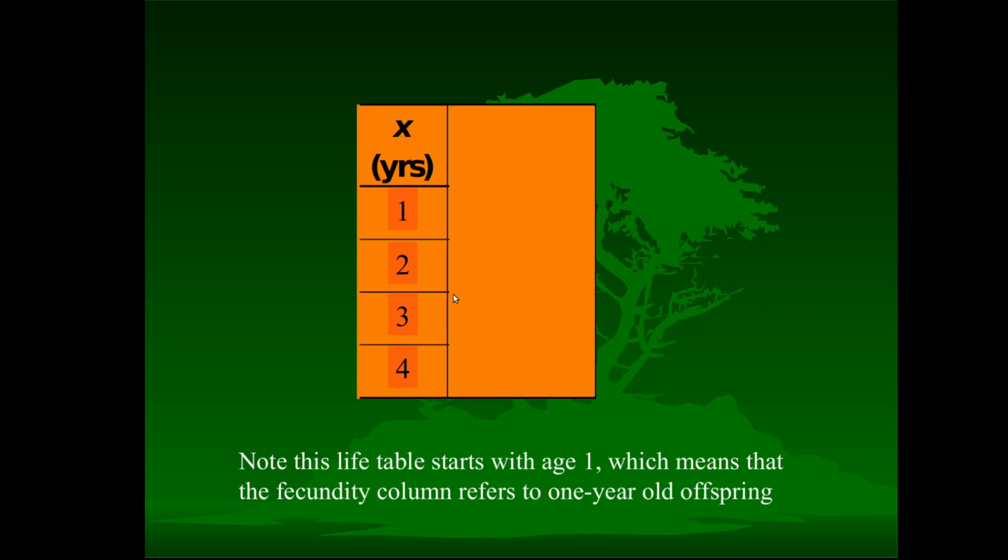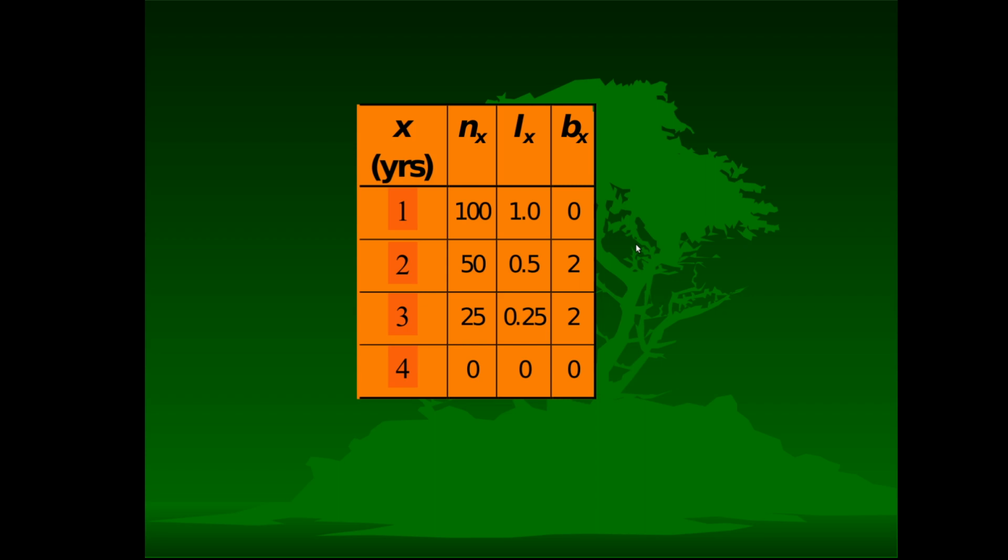We have ages from 1 to 4 years. And for some reason, I started the table with age 1 here instead of 0. Doesn't really matter. It just means that the fecundity column refers to 1-year-old offspring. So at the stable age distribution in this population, this life table, we expect that each year the population should increase by a factor of 1.4. So let's see exactly what the population does.